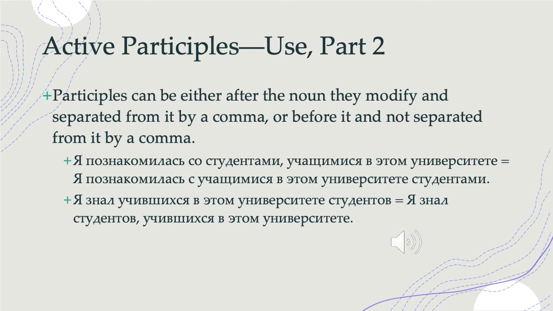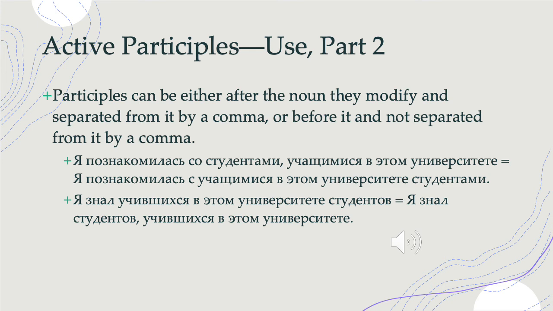Я познакомилась со студентами, учащимися в этом университете. So the participle comes after the noun and is separated from it by a comma. Or я познакомилась с учащимися в этом университете студентами. The participle is before the noun and is not separated from it by a comma. And note that if there's anything else in the phrase or the clause that goes with the participle, it also goes before the noun. So we have с учащимися в этом университете студентами.